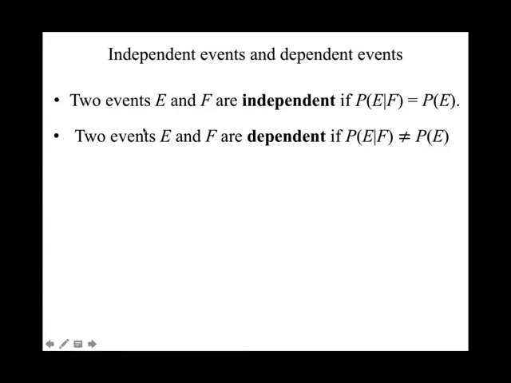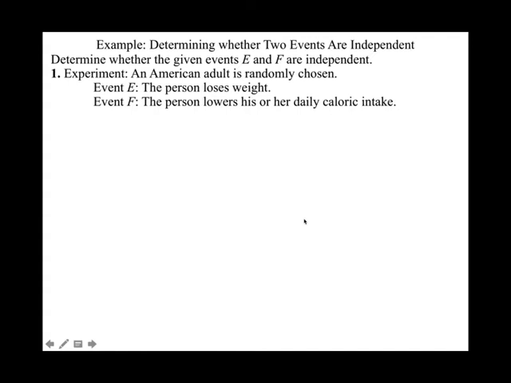Okay, let's look at some examples and I will explain what is the meaning of dependent and independent events. So example, determine whether two events are independent. So we have two events, E and F, and we want to see if they are independent. So this is the experiment. An American adult is randomly chosen. Event E, the person loses weight. Event F, the person lowers his or her daily caloric intake.